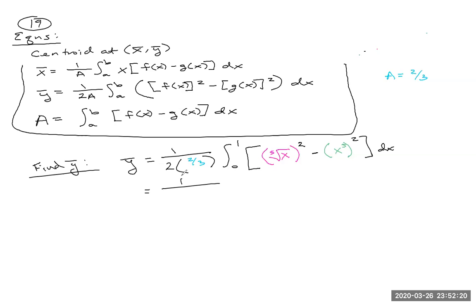So next step, we have 1 over 4/3, and multiply integral. Remember, this is x to the 1/5 squared. And over here, this is going to become x to the 10th. Next step, this becomes 3/4. We have 0 to 1 for our integral. This is x to the 2/5 minus x to the 10th.